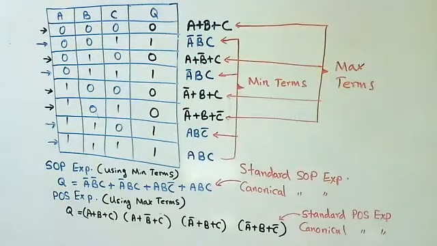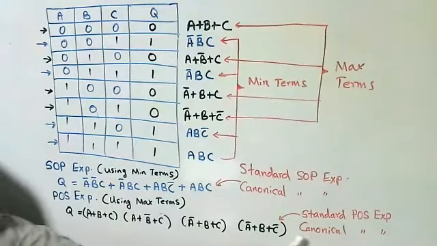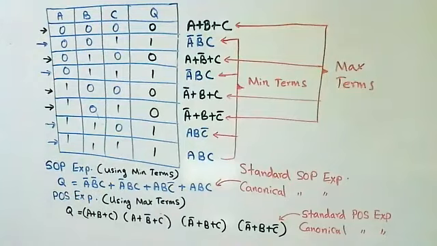And here, if we consider POS expression, POS expression is taken using max terms. So in each max term, ABC, all three variables are there, all three inputs included there. So it is called as standard POS expression. Even we can say canonical POS expression. Okay. Is it clear, students? Until this, is it very clear? I want to know. Yes, sir. Others? Right.